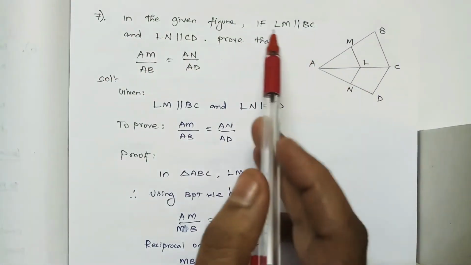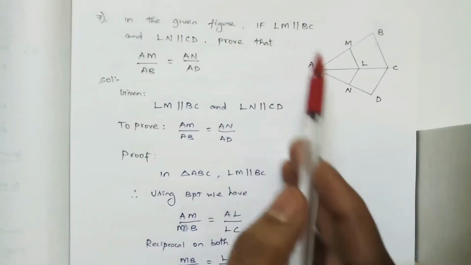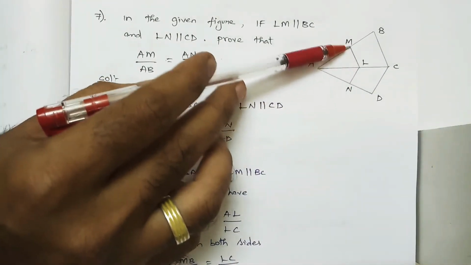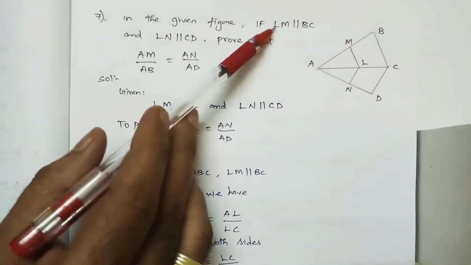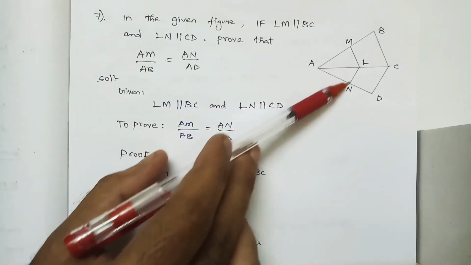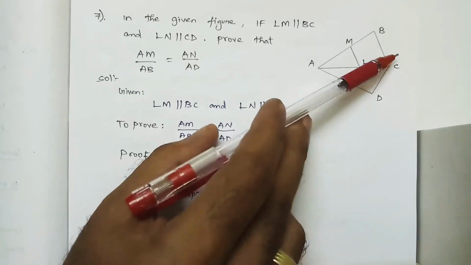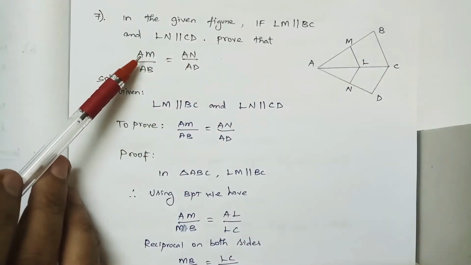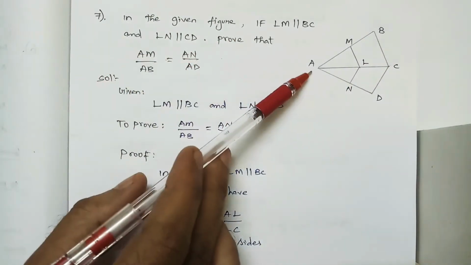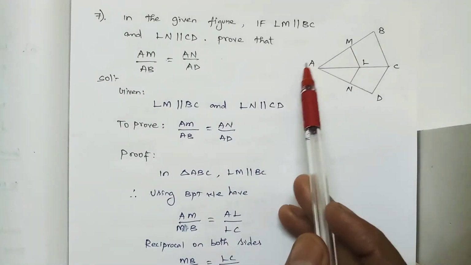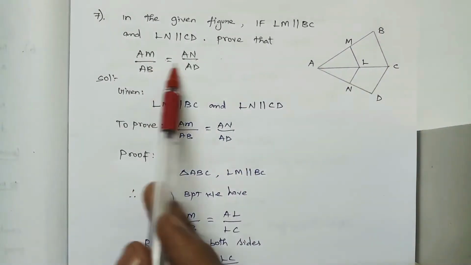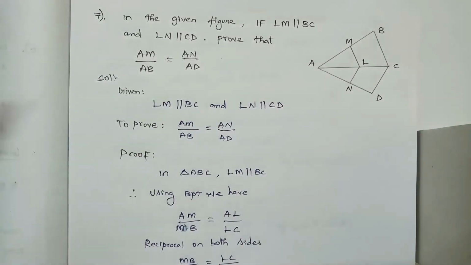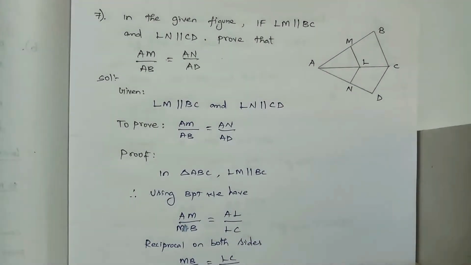Number 7. In the given figure, the line LM is parallel to BC, and LN is parallel to CD. We want to prove that AM by AB, the whole part, is equal to AN by AD.